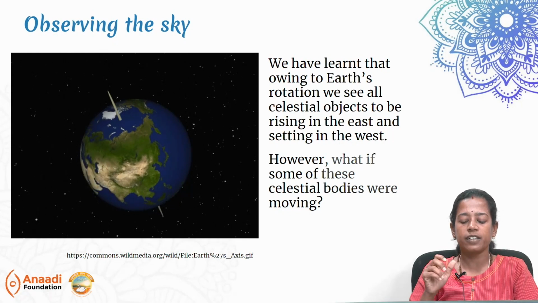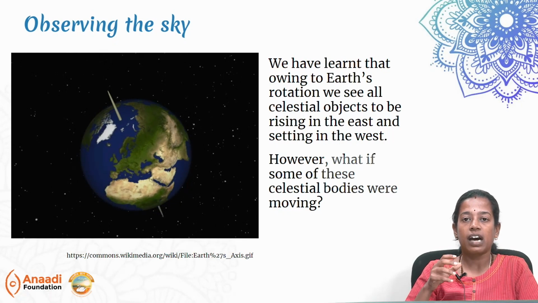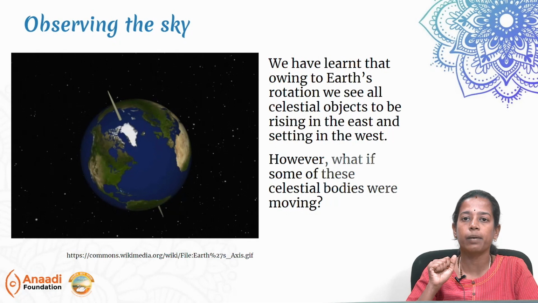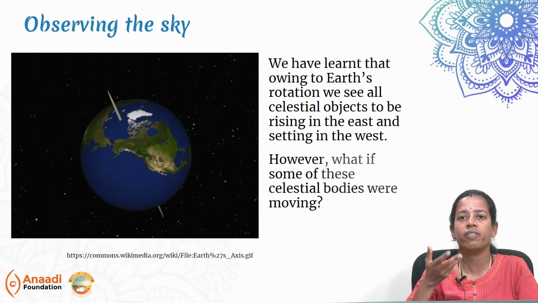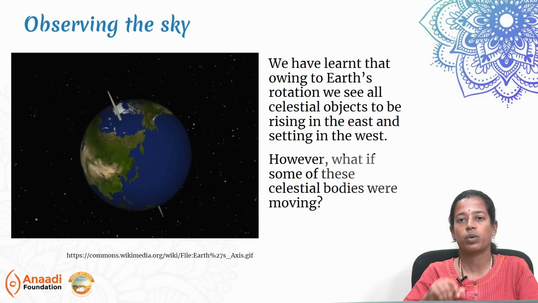However, what if some celestial bodies are themselves moving? How would we be able to map them and find them? How will we be able to locate them? Let's try to understand.